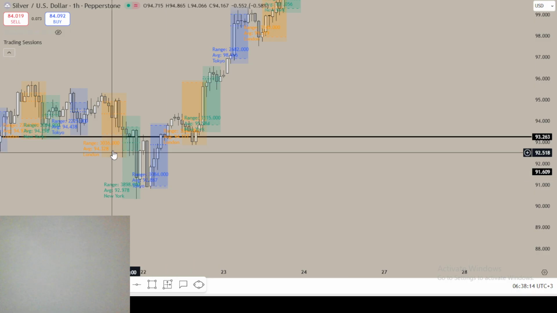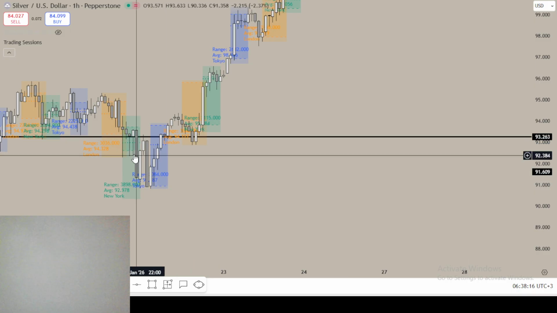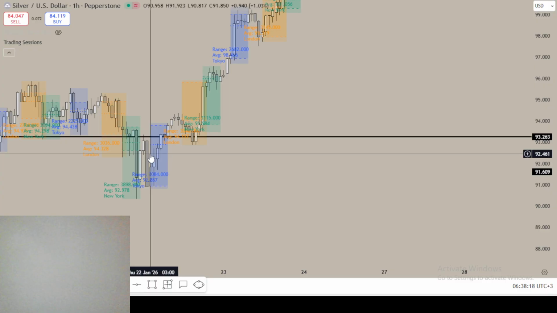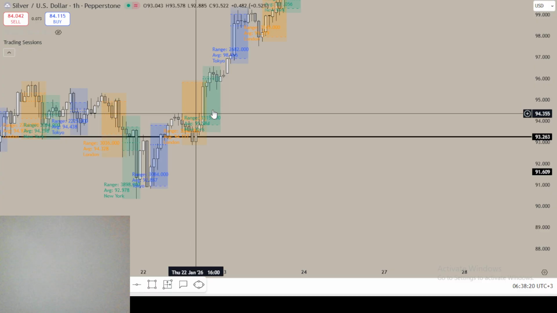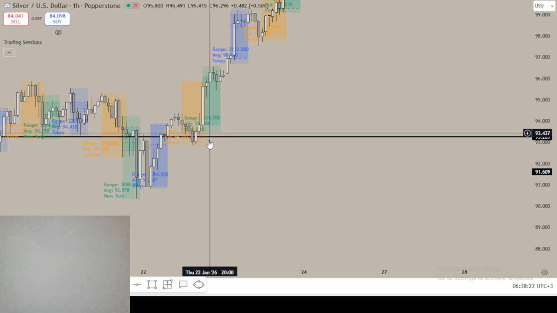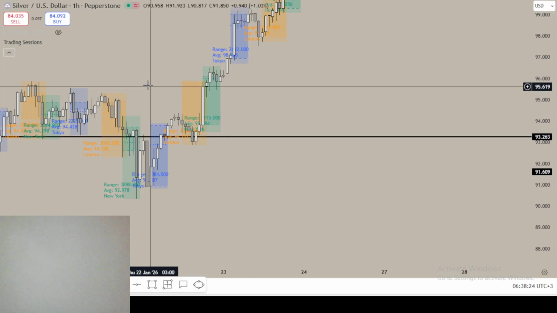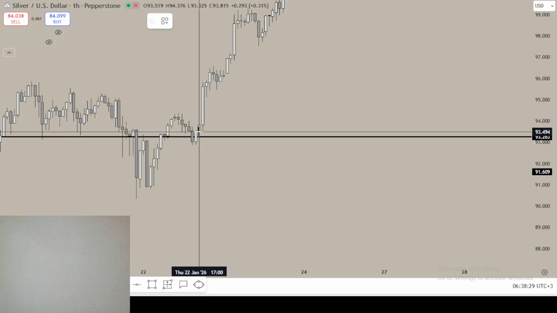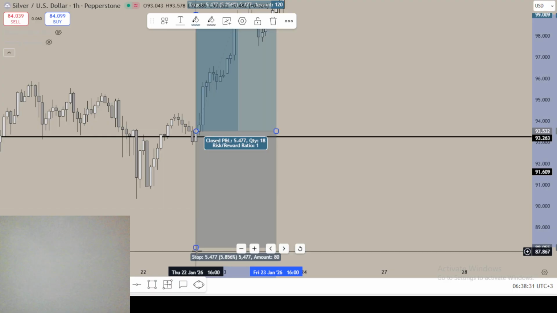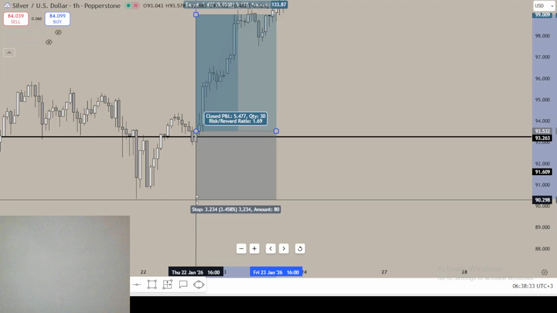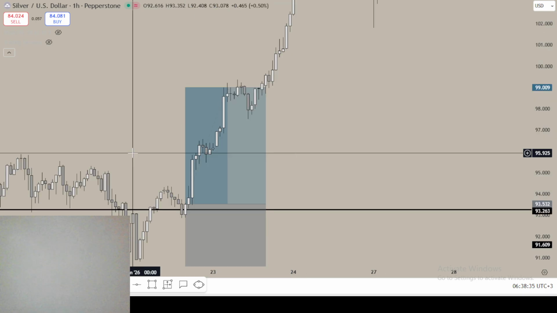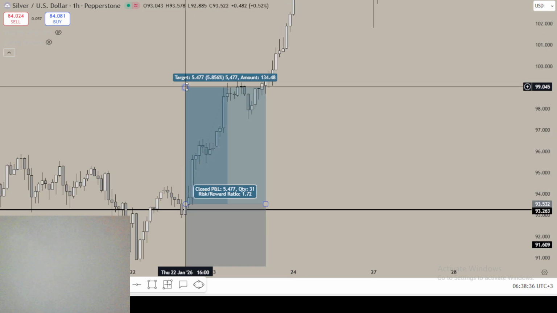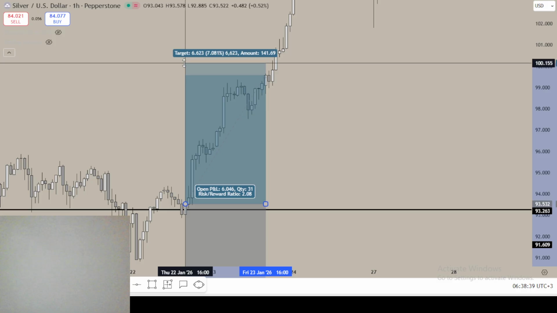You can see we have London session, New York session, Tokyo session, London session, New York session. So if you had executed this trade around here during pre-New York session, which is the correct place to execute the trade, at that bullish engulfing, and placed your stop loss around here to get a risk to reward of 1:2, which it even went for more.